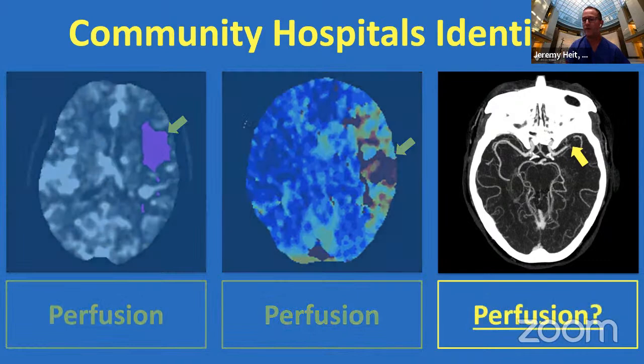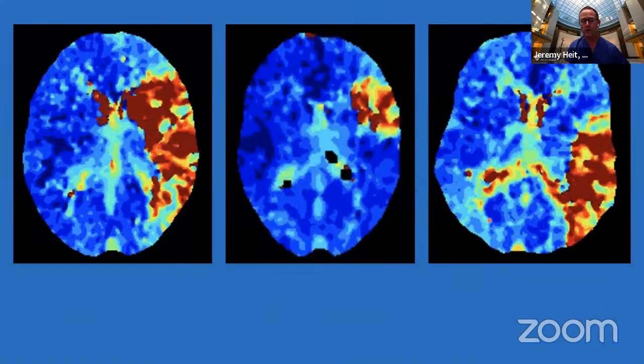Well, what if you use perfusion instead of a CTA? Do you need a CTA to find that you have a large vessel occlusion? I don't think you do. And so if you look at these three CT perfusion maps, you're all looking at this and you know these patients have a large vessel occlusion. And not only that, you know likely where they are.